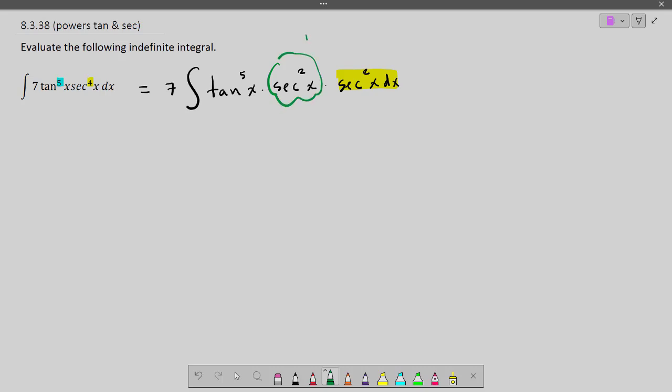Try it one more time. There we go. So if we wanted to set it up using the fact that we have an odd power on tangent, our strategy is going to be 7 out to the front. We're going to pull off a secant times tangent for the differential.